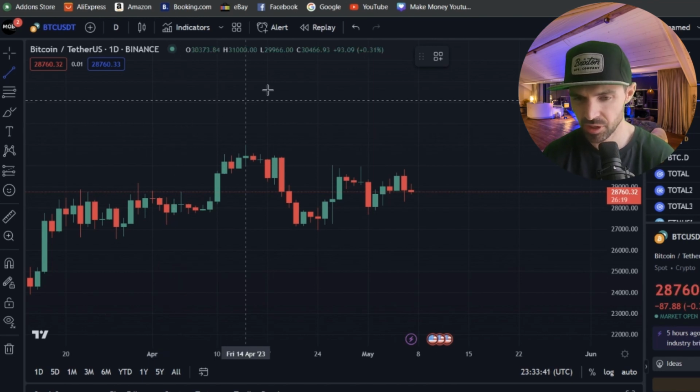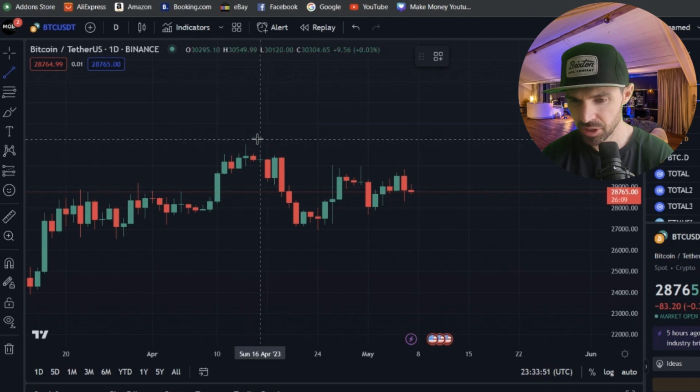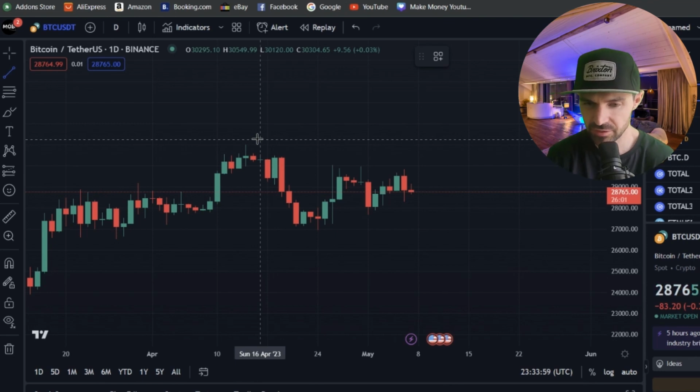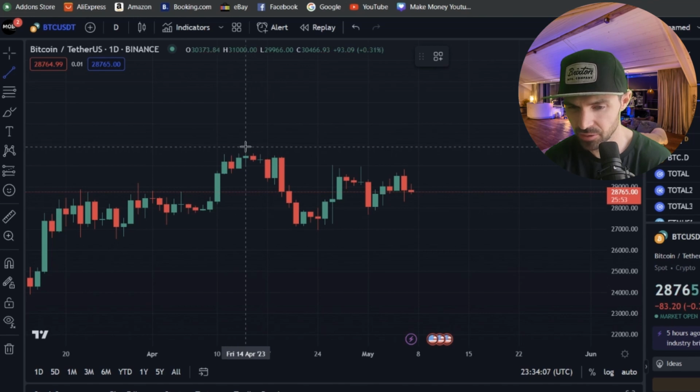Now, some people would say you have to use the wicks. Other traders would say no, you have to go close to the bodies. There's no 100% right way of doing it. So for me, I use both. It depends on the chart itself. Sometimes I find it easier to just pick the peaks of the wicks, and sometimes I just pick the bodies.